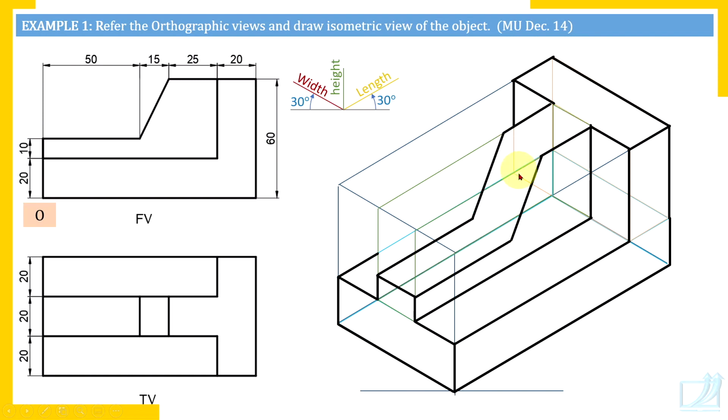This is all top surface. So all edges on the top are visible. Check here. From corner there should be a third edge. So this is that edge. From this corner there is a third edge. This is that edge. These edges are parallel to width axis. One more thing. Check here. From this corner there is a third edge. This is edge parallel to length, this is edge parallel to width, and parallel to height, this edge.